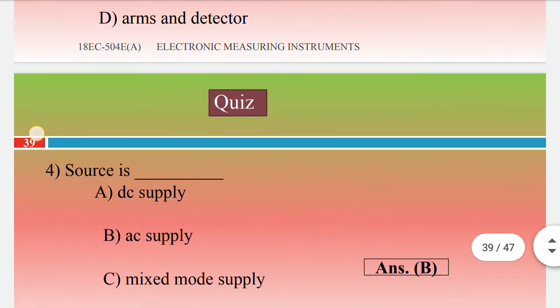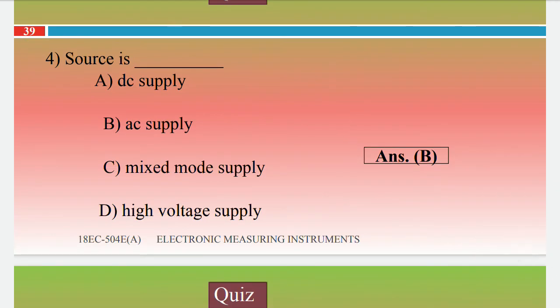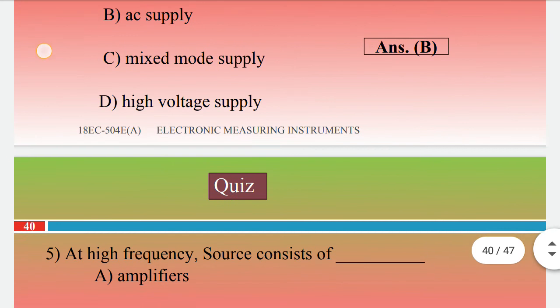Source is dash. Just now we have seen the source for AC bridge. A DC supply, B AC supply, C mixed mode supply, D high voltage supply. So for AC bridge the source is AC supply. So the correct answer is B.